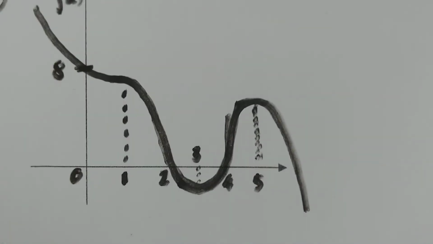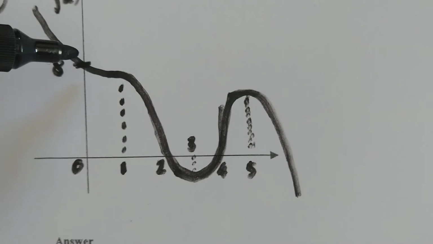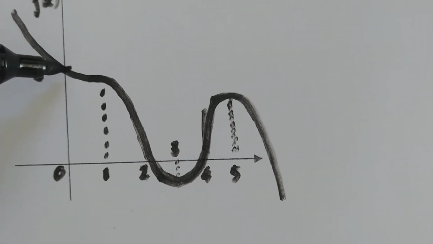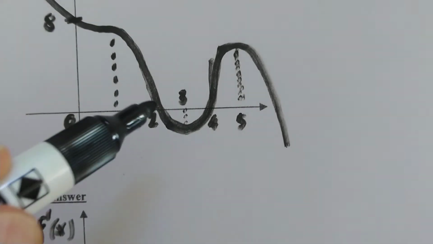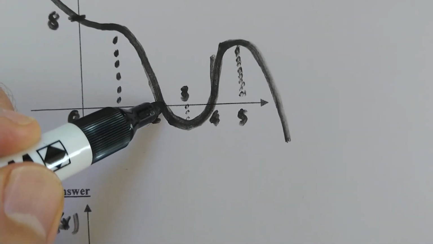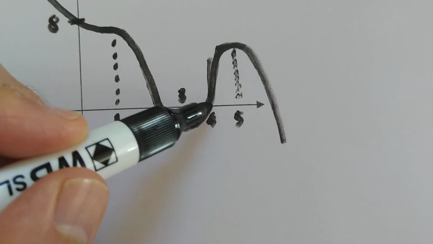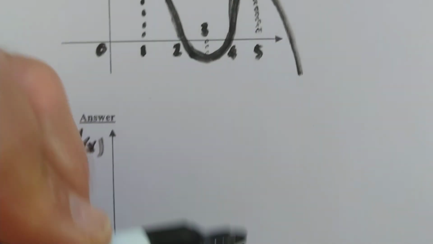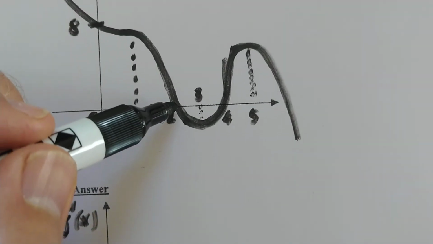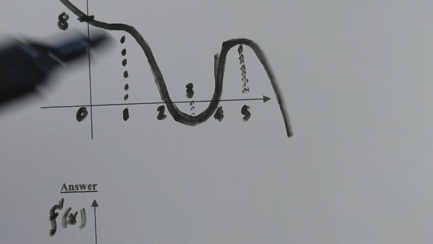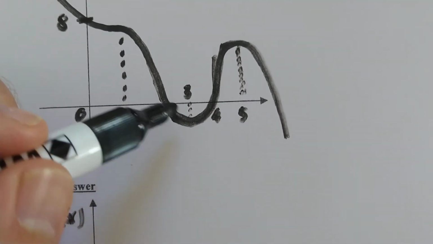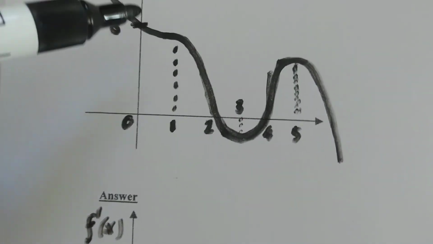In drawing the derived graph, what's the significance of this 8 here? Absolutely no significance whatsoever. What's the significance that it cuts the x-axis at 2, 0, and again at 4, 0? When I come to draw the derived graph, what effect do these coordinates have on the gradient? Absolutely none.